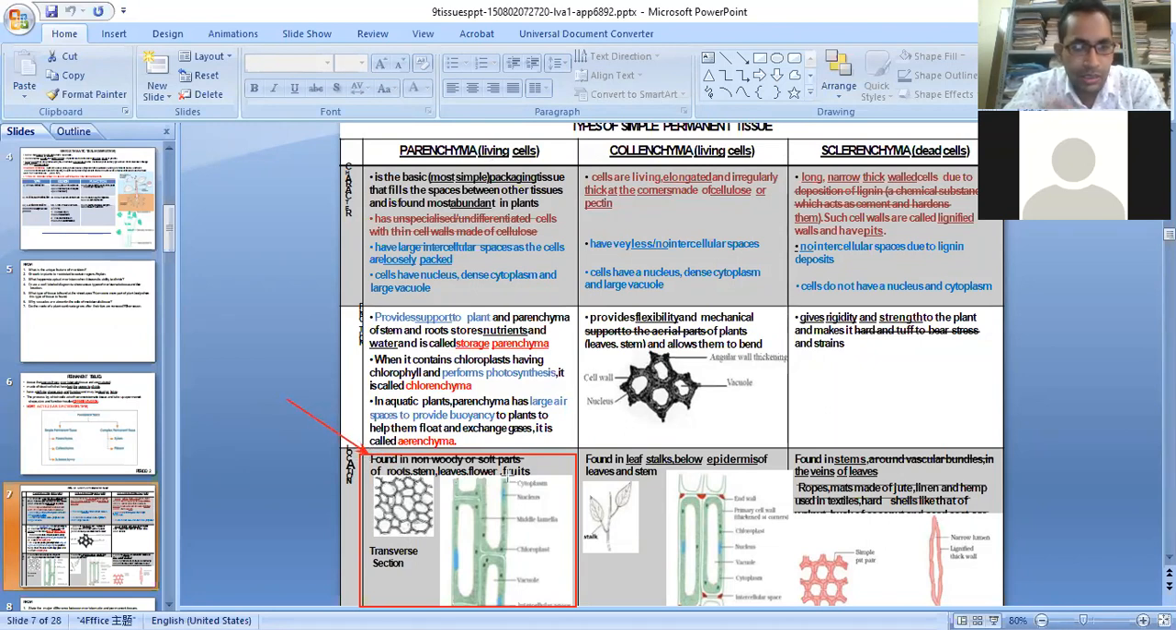Found in non-woody roots, stems, leaves, flowers, and fruits. These are the plant parts where it is found. It is found in the roots, but the woody part is not there.